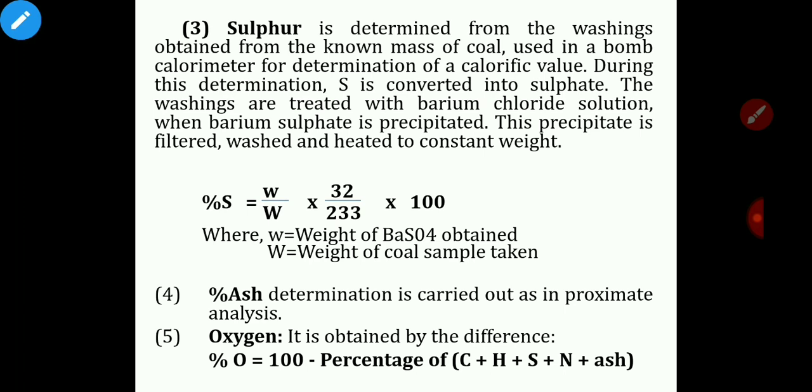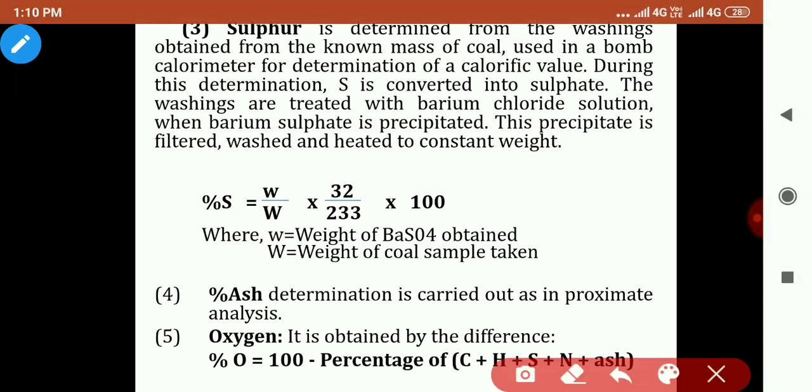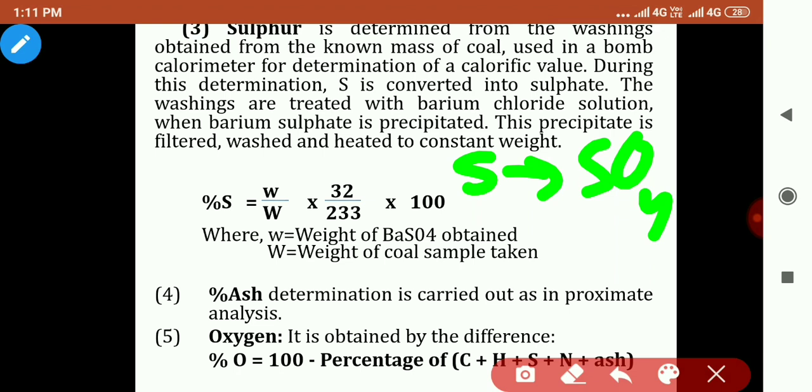यानी आपको अगर याद होगा, आप जब कैलोरीफिक वैल्यू के डिटर्मिनेशन में बॉम्ब कैलोरीमीटर में कोल का कंबशन कर रहे थे, तो उसमें जो भी वॉशिंग्स हैं वो आप ले रहे हैं, और उसमें जो भी सल्फ़र है वो कन्वर्ट हो जाता है सल्फेट में. So sulfur is converted into sulfate. अब इसमें बेरियम क्लोराइड सोल्यूशन डालेंगे. हम जानते हैं सल्फेट की डिटर्मिनेशन के लिए बेरियम क्लोराइड का यूज़ किया जाता है.